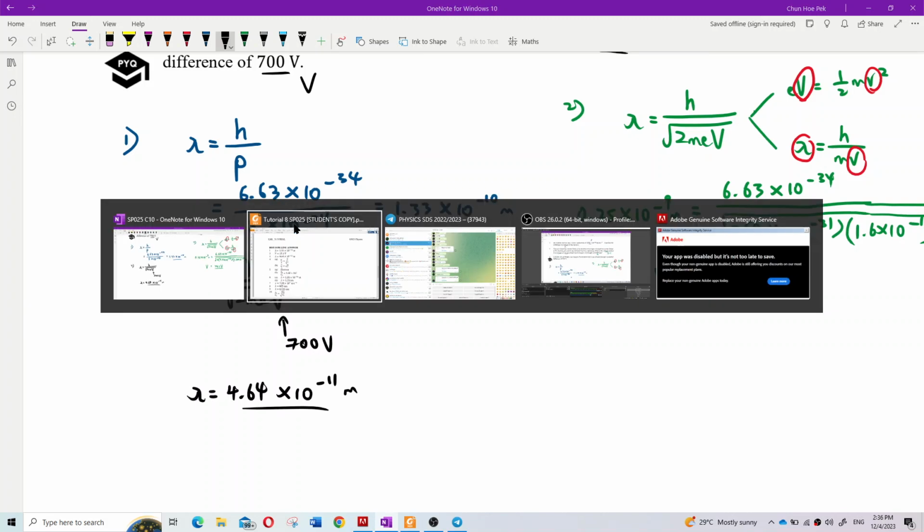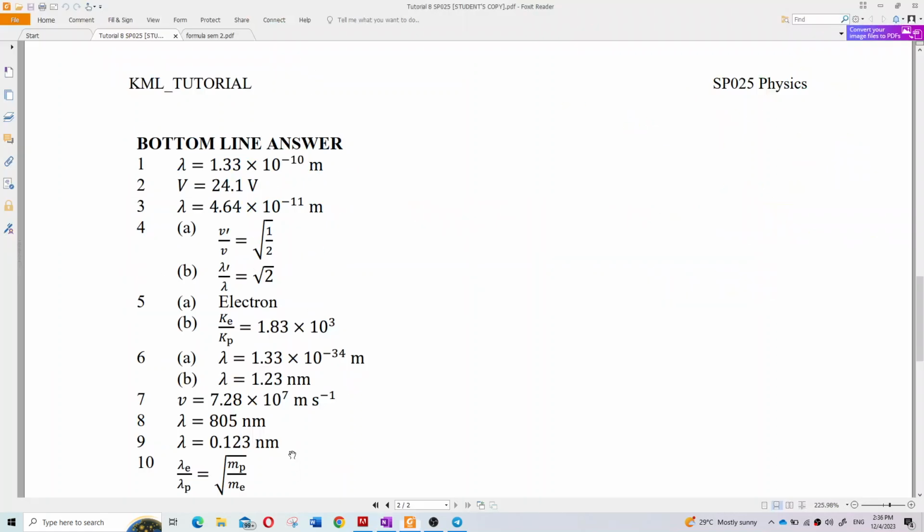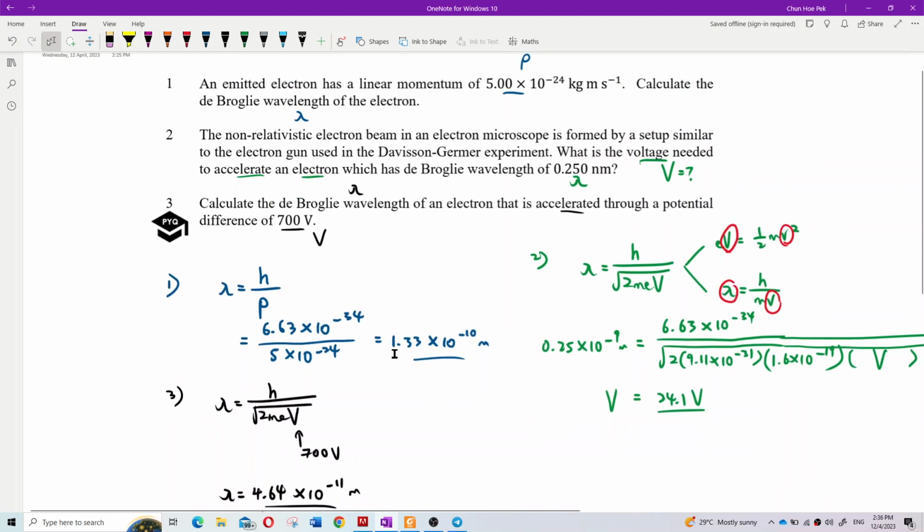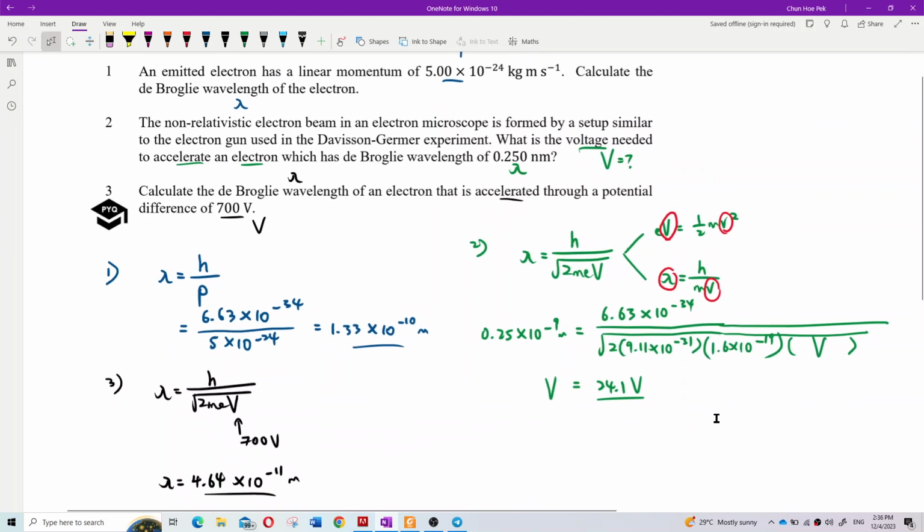Okay, so that's the answer, 4.64 × 10^-11 meter. That's all for these 3 questions. Very simple and direct questions.